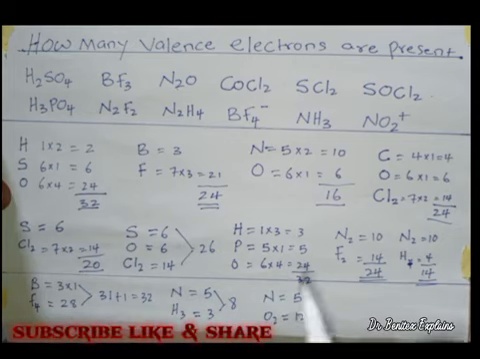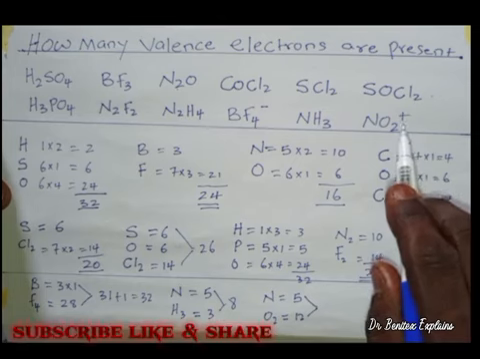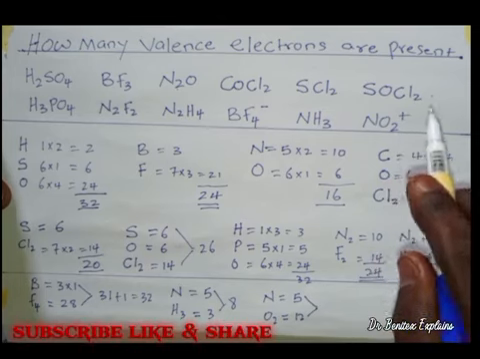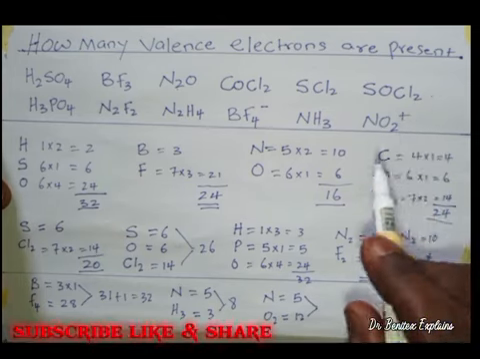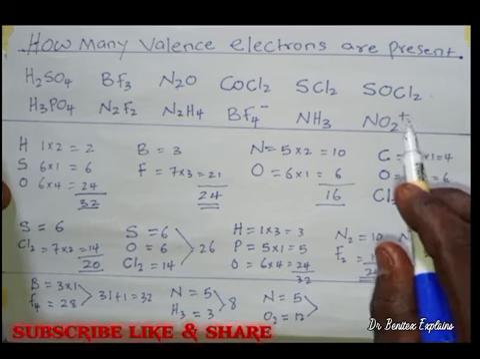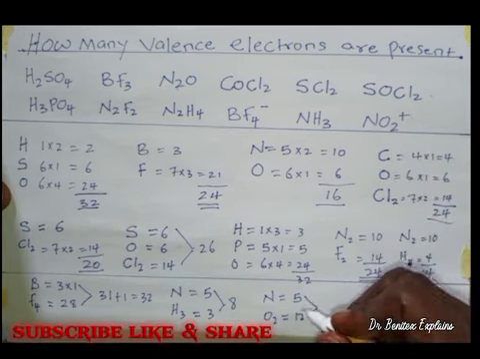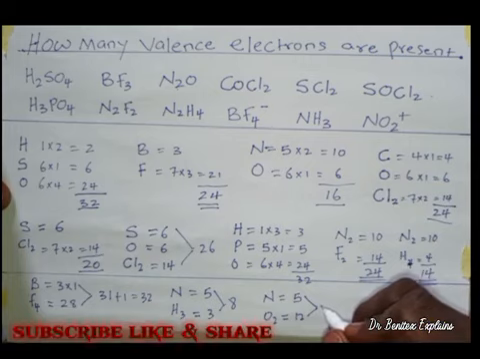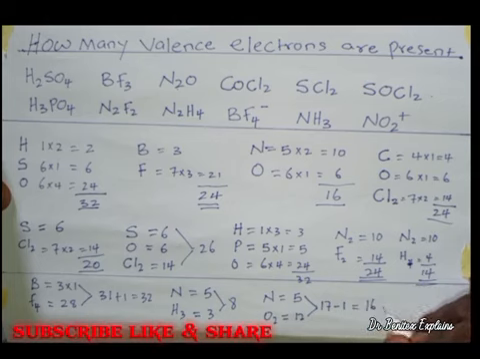But remember, anytime you have a positive charge, do well to subtract the magnitude of that positive charge from the sum. So what is the magnitude of the plus here? It is 1, right? So we're going to say 5 plus 12 is 17. 17 minus 1 here is going to be equal to what? 16. So there are 16 valence electrons in NO2 plus.